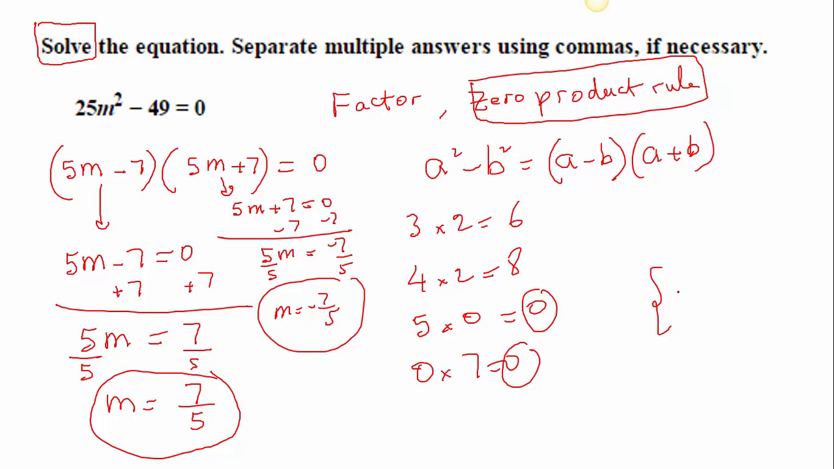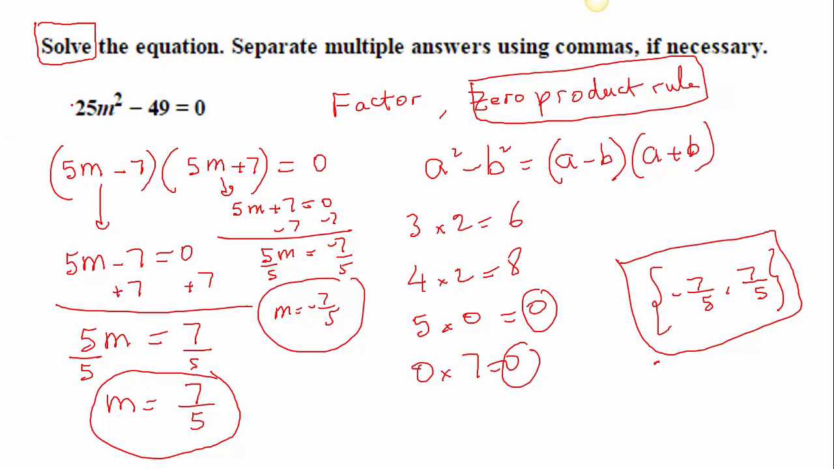You can write this inside braces: minus 7 over 5, plus 7 over 5 as the final answer for this problem. Okay? So minus 7 over 5, 7 over 5. This is your final answer. These are the values of m that will make this binomial 0.